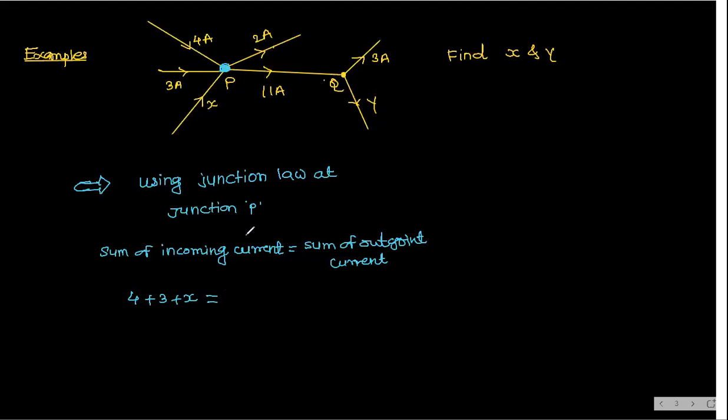Which current is leaving the junction? This 11 and this 2 should be equal to 11 plus 2. So 7 plus x should be equal to 11 plus 2, which is 13. And therefore, x is equal to 13 minus 7.